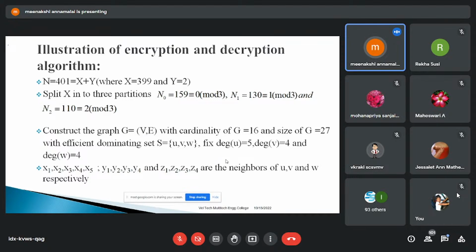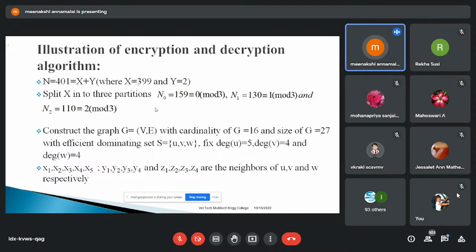Now X is split into 3 partitions. N0 I'm taking here 159, which is congruent to 0 mod 3. N1 is 130, which is congruent to 1 mod 3. N2 is 110, which is congruent to 2 mod 3. Now we are constructing my graph. This construction is your choice. The number of vertices is the same, because we have to assign the number of vertices first itself. The number of edges, as you wish, you may increase, which does not violate the efficient domination property.